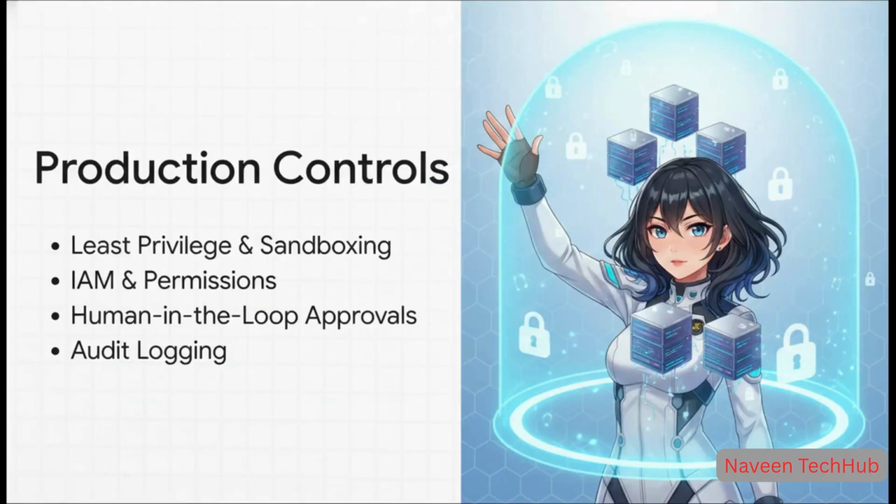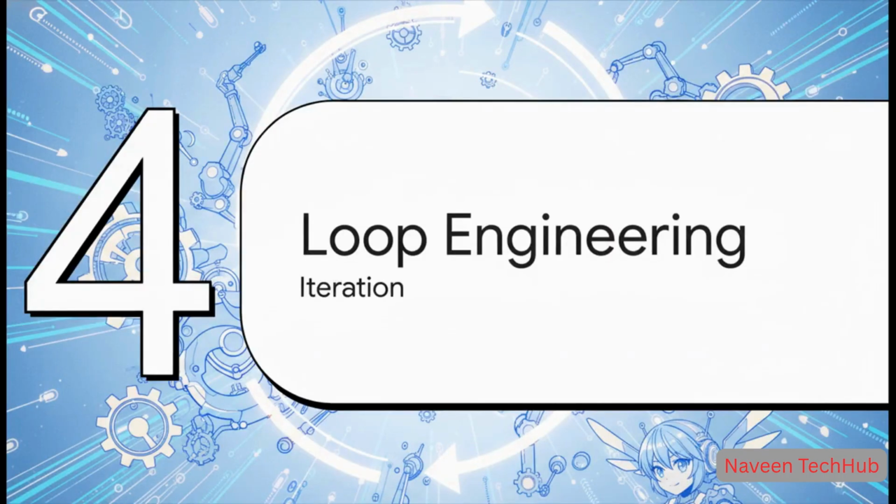When you're in production, you absolutely must use a harness to enforce least privilege. Think about it. A malicious repository configuration could try to hijack your agent to execute unauthorized remote code. Your harness acts as the strict permission system here. It ensures the agent operates in a safe sandbox, respects identity and access management roles, requires a human-in-the-loop approval for destructive actions, and keeps an audit log of every single tool it calls. It's a real lifesaver. All right, Section 4, Loop Engineering, time for iteration.